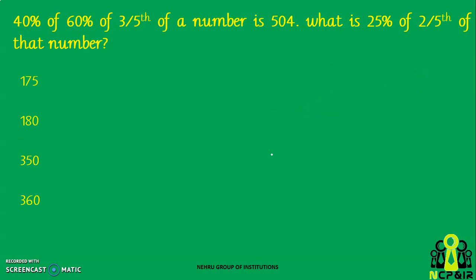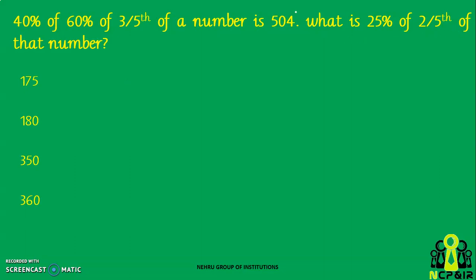40% of 60% of 3/5 of a number is 504. What is 25% of 2/5 of that number? Okay, here it's a little different. So they are not asking us to find the number. We need to find out what is 25% of 2/5 of the number.